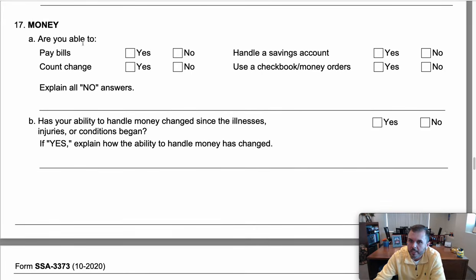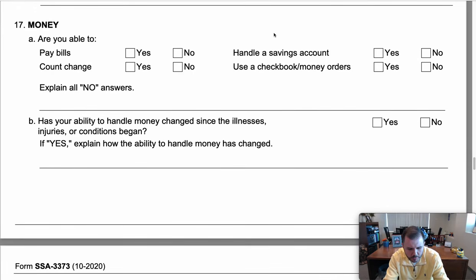Question 17, money. Are you able to pay bills? Yes or no. Handle a savings account? Yes or no. Count change? Yes or no. Use a checkbook or money order? Yes or no. This question is going to be important if you're approved, and here's why.